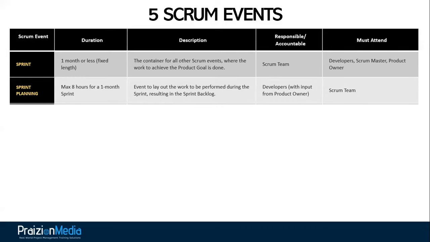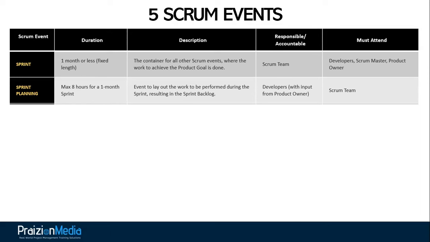Secondly, we have sprint planning. Think about it. If you're working on a 1 month sprint, then the maximum is 8 hours, which is 2 hours for every week in the sprint. So if you're working on a 2-week sprint, then you would expect around 4 hours. And not to be prescriptive, but this just gives you some guidelines, right? The purpose of sprint planning is an event to lay out the work to be performed during the sprint, resulting in the sprint backlog.